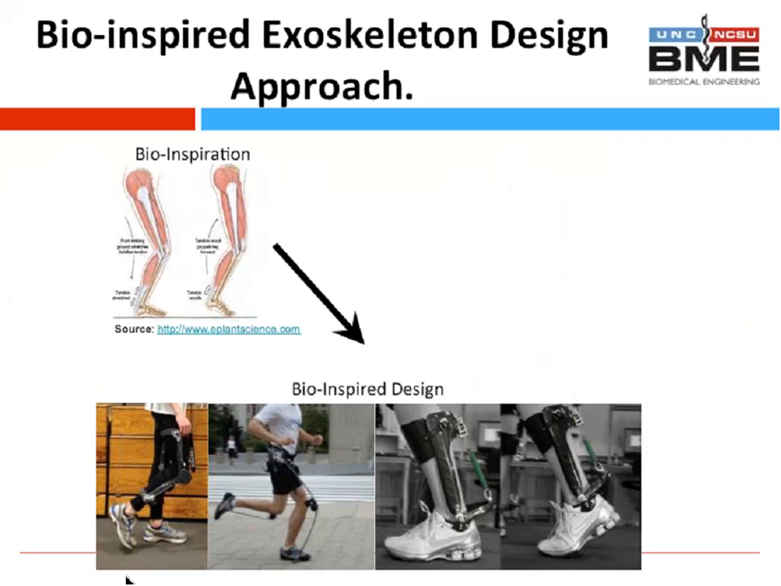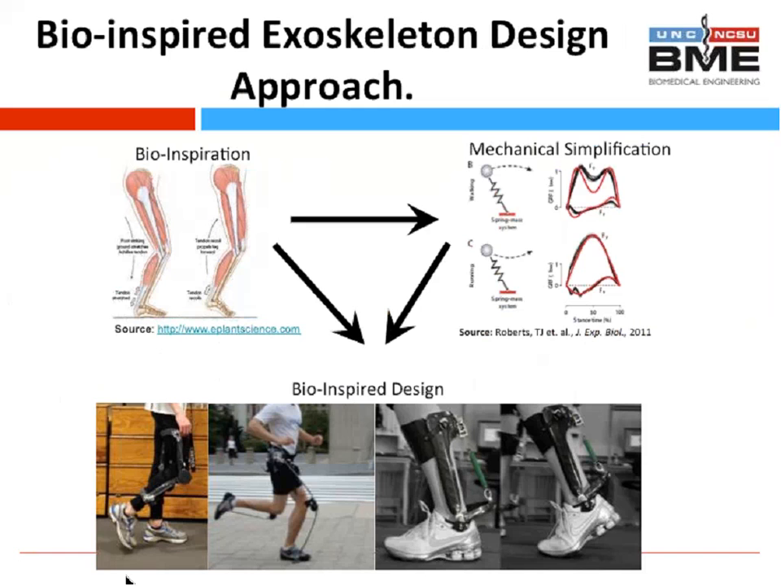So our approach in the lab is one that does attempt to take inspiration from the biological systems that the devices are designed to assist. So you can see here on the top left a cutaway picture of a human lower limb. And what I want you to notice is that it's not just muscles, i.e. motors. You've got a lot of connective tissues in there.